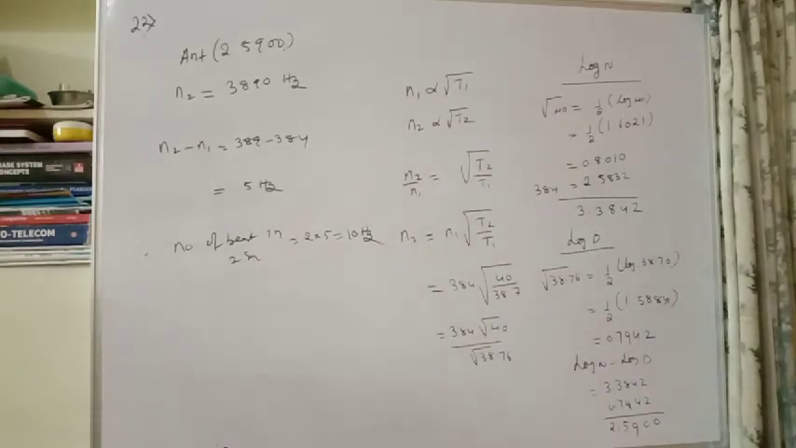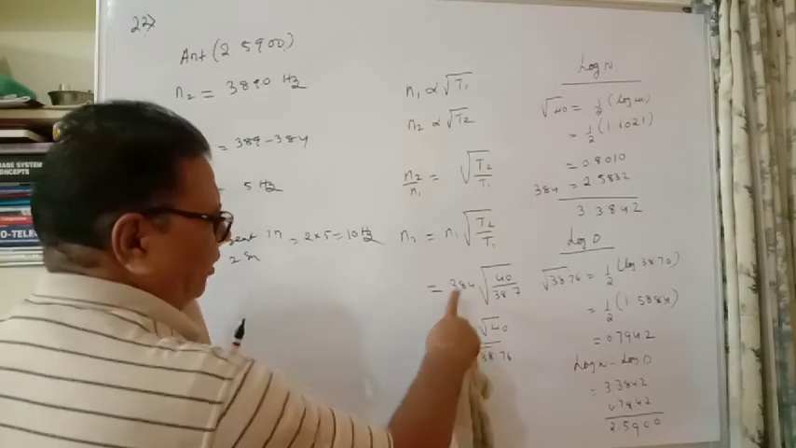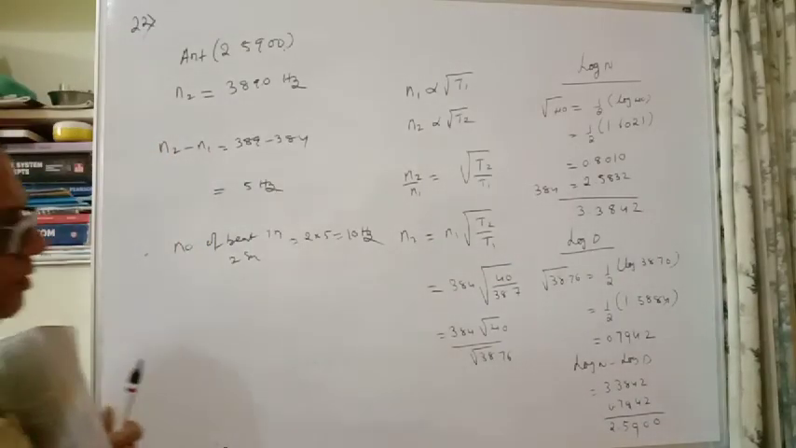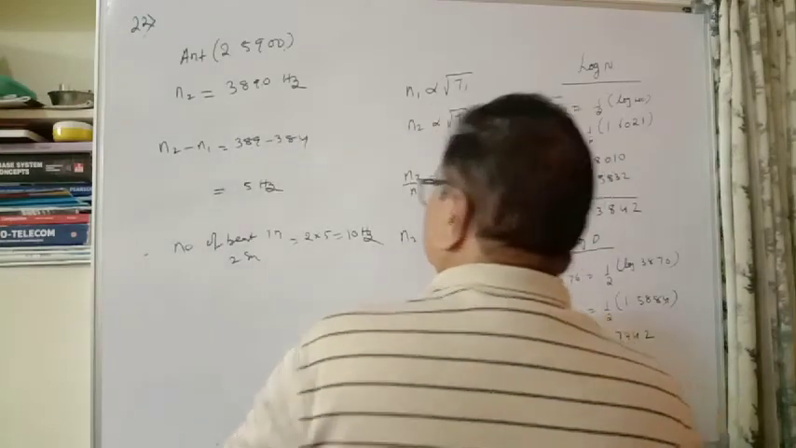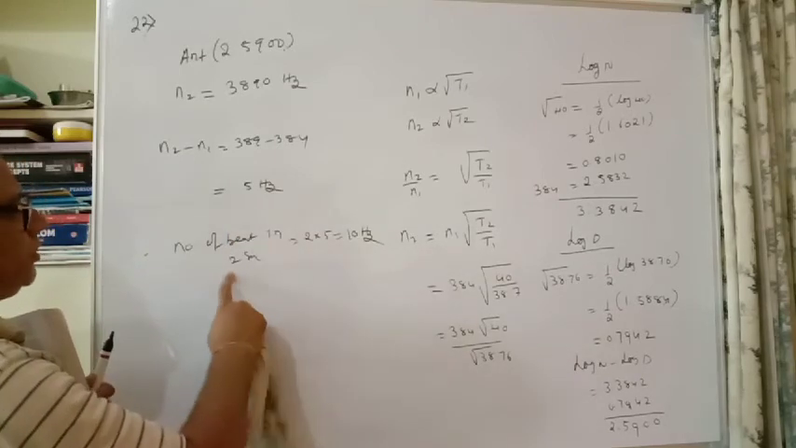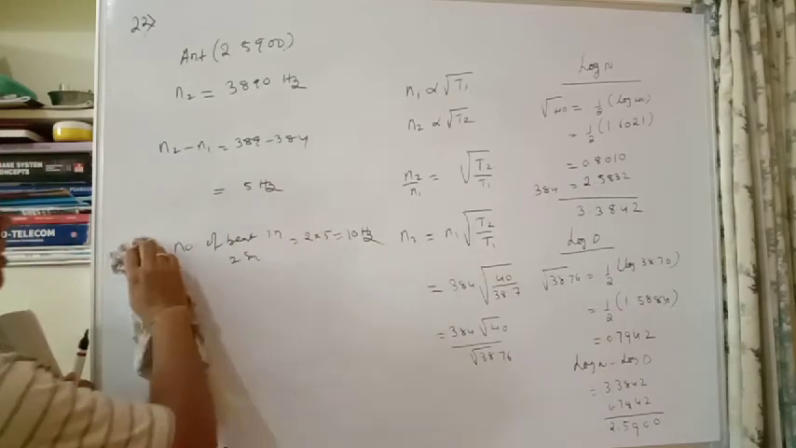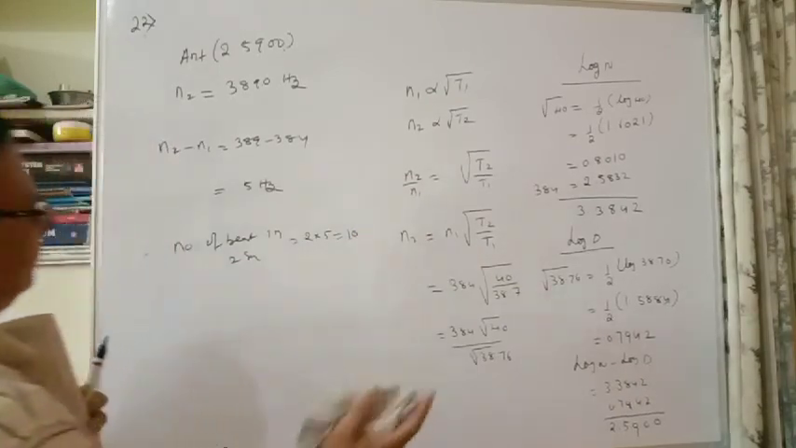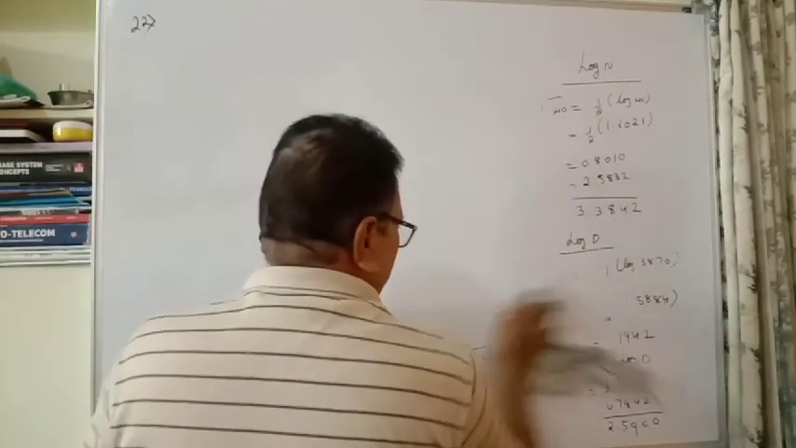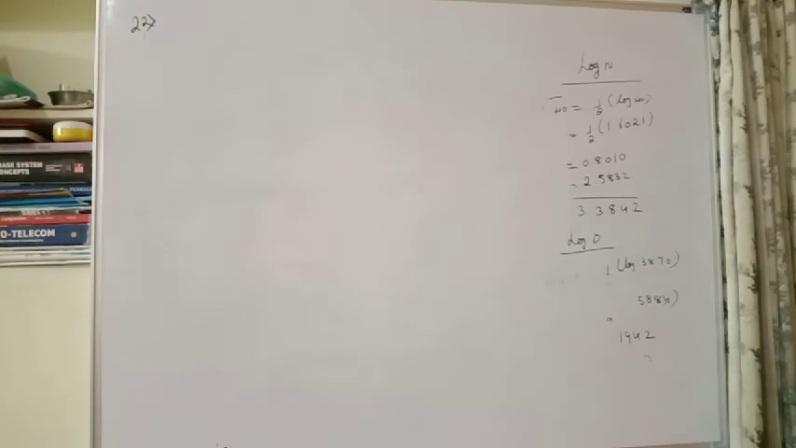Let us solve next problem. Problem number 23. N1 is given 384. We have determined n2, which is equal to 389. Subtracting these two, we get beat frequency. Number of beats in 2 seconds is equal to 2 into 5, that is equal to 10. Only 10.